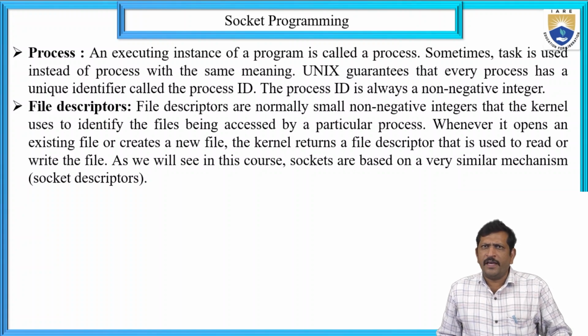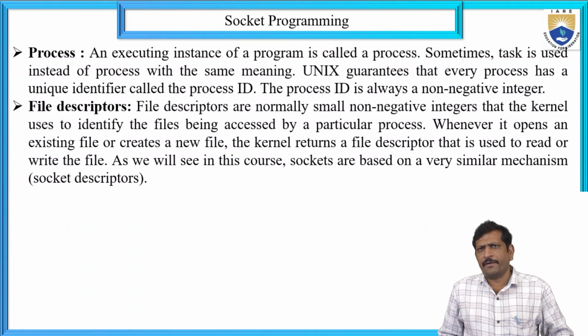A process is the goal of socket programming. An execution instance of a program is called a process. Sometimes task is used instead of process with the same meaning. Unix guarantees that every process has a unique identifier called the process ID. The process ID is always a non-negative integer.